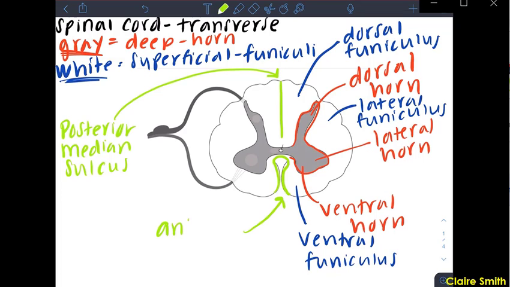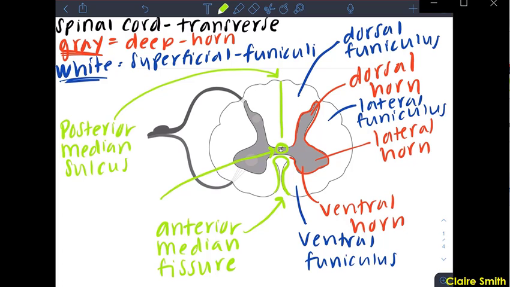Front, there's also a groove. This one's a lot deeper. So this one's called the anterior median fissure. So if you remember, a fissure is just a really deep sulcus. Anterior because on the front, again, median in the middle, fissure because it's deeper. And just looking at the picture, you can tell the sulcus versus the fissure.